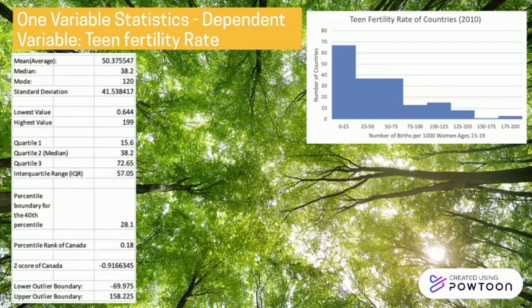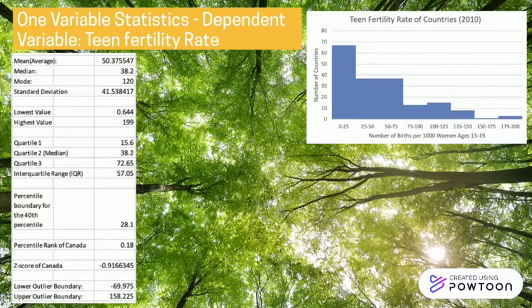Since this is a right skew, the mean is affected the most by the higher data points, making the median the best measurement of central tendency for this dataset. Additionally, since the graph is not normally distributed, the estimates using the standard deviation will be off. However, the standard deviation of 41.54 births per 1,000 women from ages 15 to 19 is a useful calculation when comparing the value to other years to see how the spread changes annually.